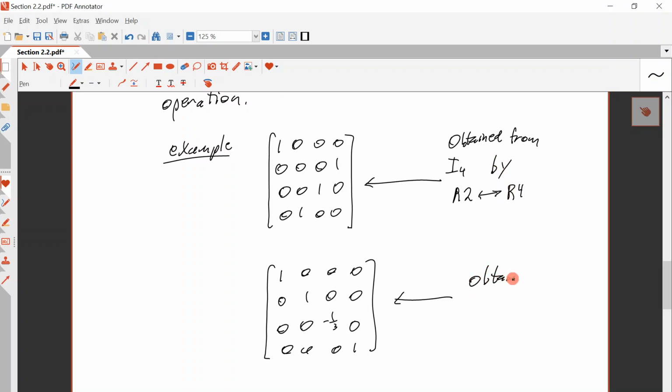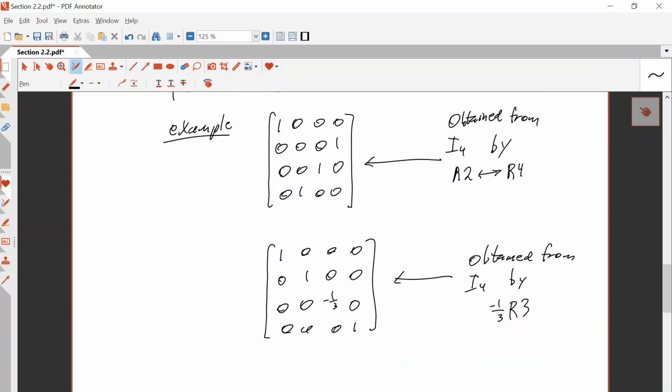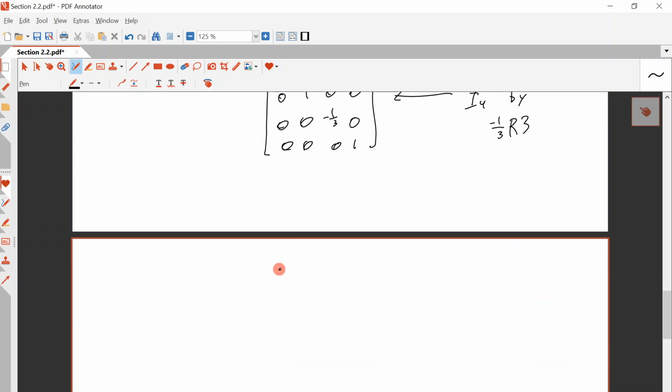This one is obtained from I4 by doing minus 1/3 row 3. Right, so I took row 3 and I scaled it by minus 1/3. So that's the second type, right? Remember there's 3 elementary row operations: switching rows, multiplying a row by a non-zero scalar, and then adding the most important one, adding a multiple of one row to the other. So this is an example of that.